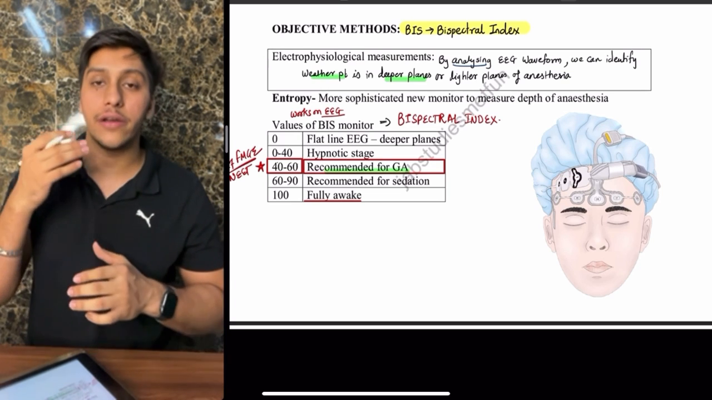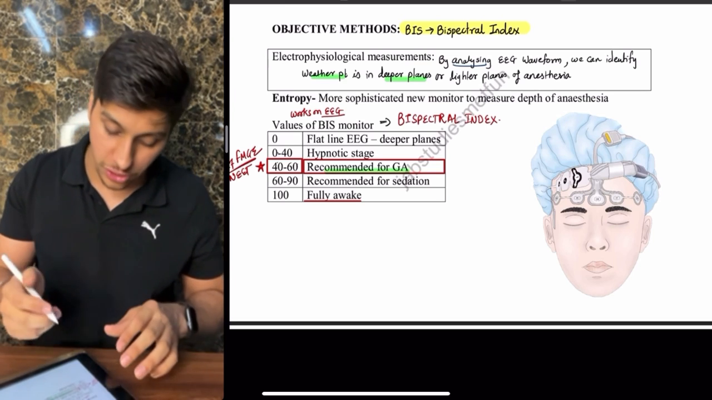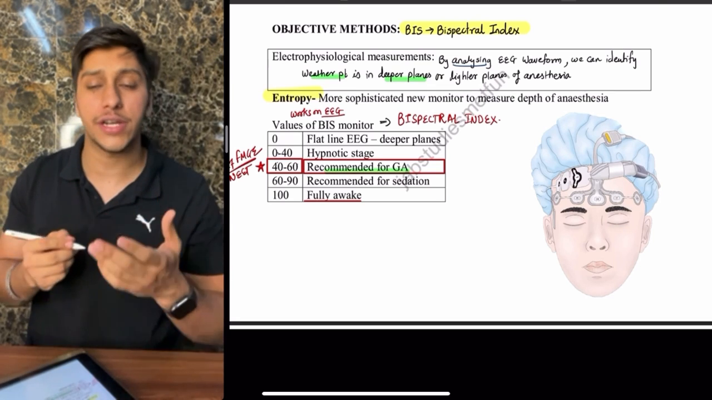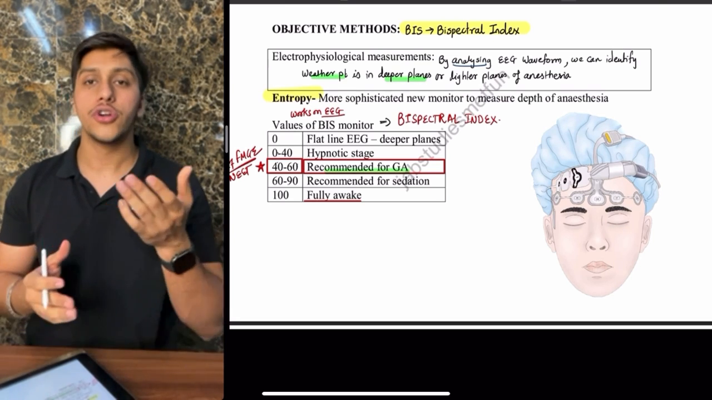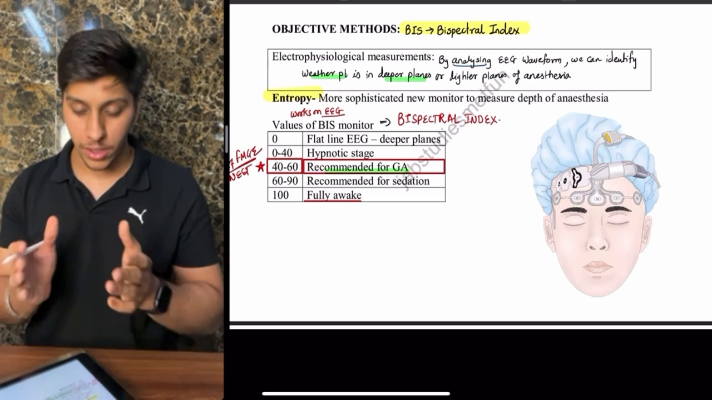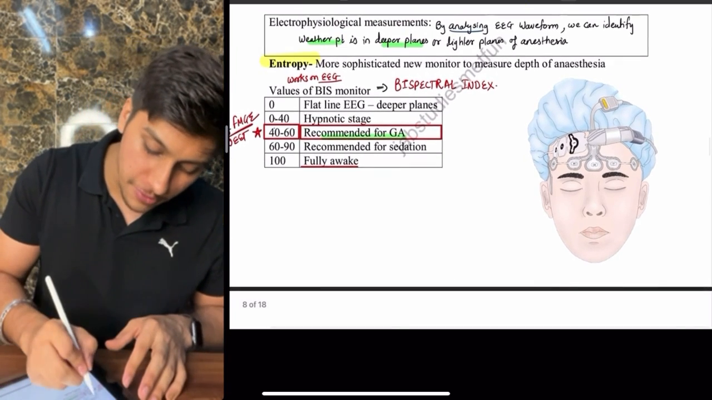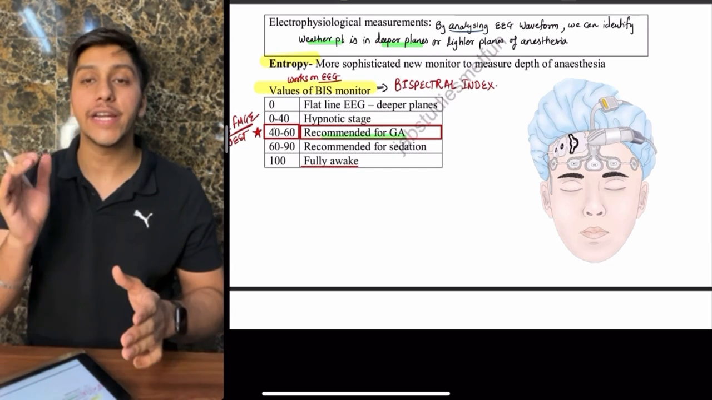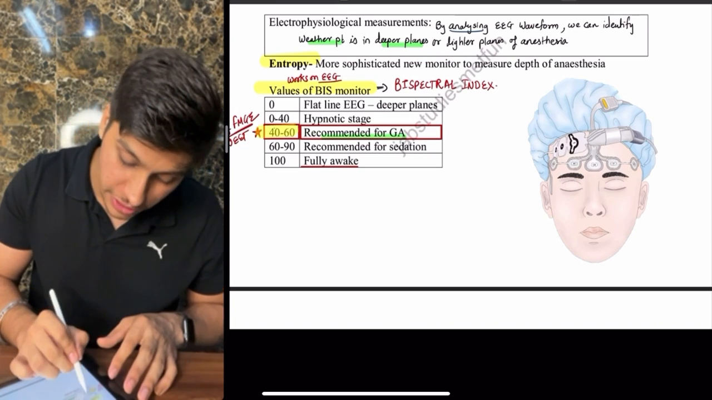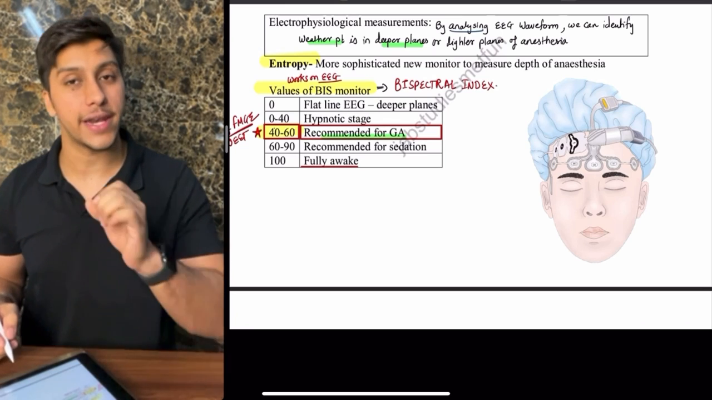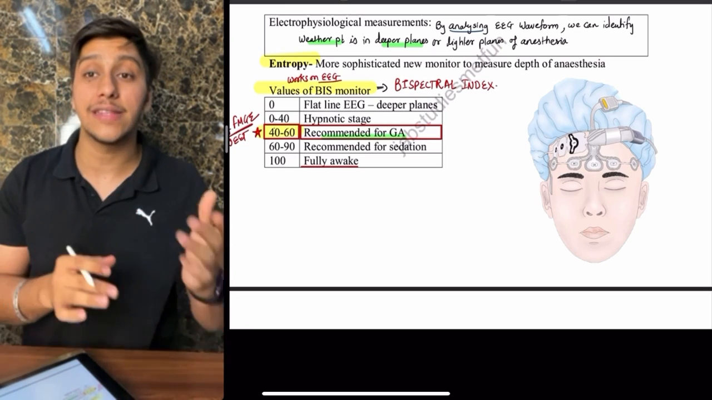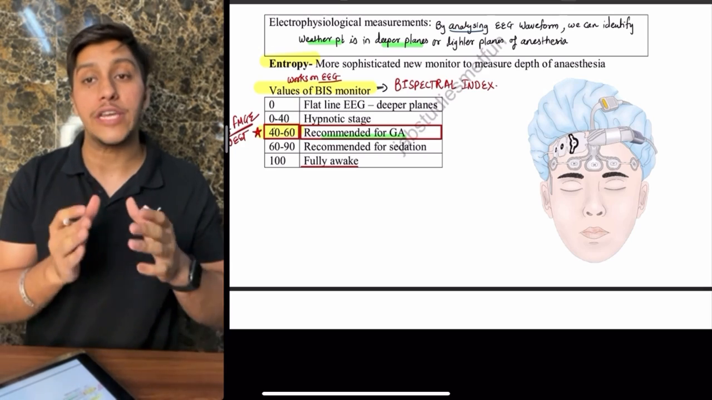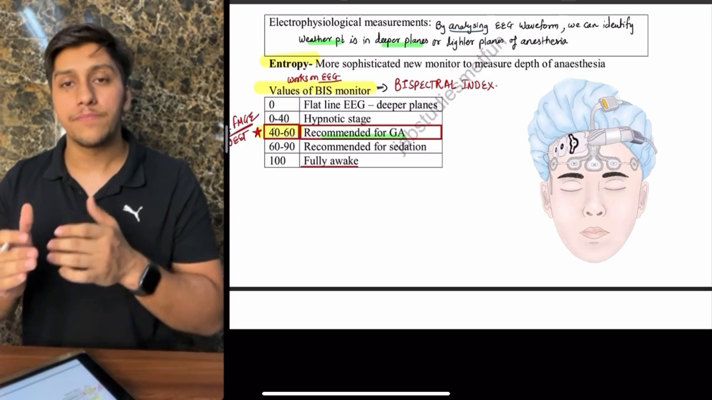A latest form which is there is known as entropy, which is a more sophisticated method to calculate the depth of the anesthesia. Now, if you talk about the value of the BIS, there are going to be levels which you need to know. The adequate level which we want is going to be 40 to 60. That is the recommended for general anesthesia. If you have anything less than that, that means the patient is going more deep. Anything more than that, the patient requires sedation.